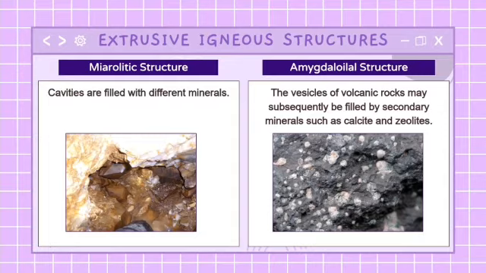The next is amygdaloidal structure. In this structure, the vesicles of volcanic rocks may subsequently be filled by secondary minerals such as calcite and zeolites. If you look at the picture, you can recognize the different minerals just by the color.